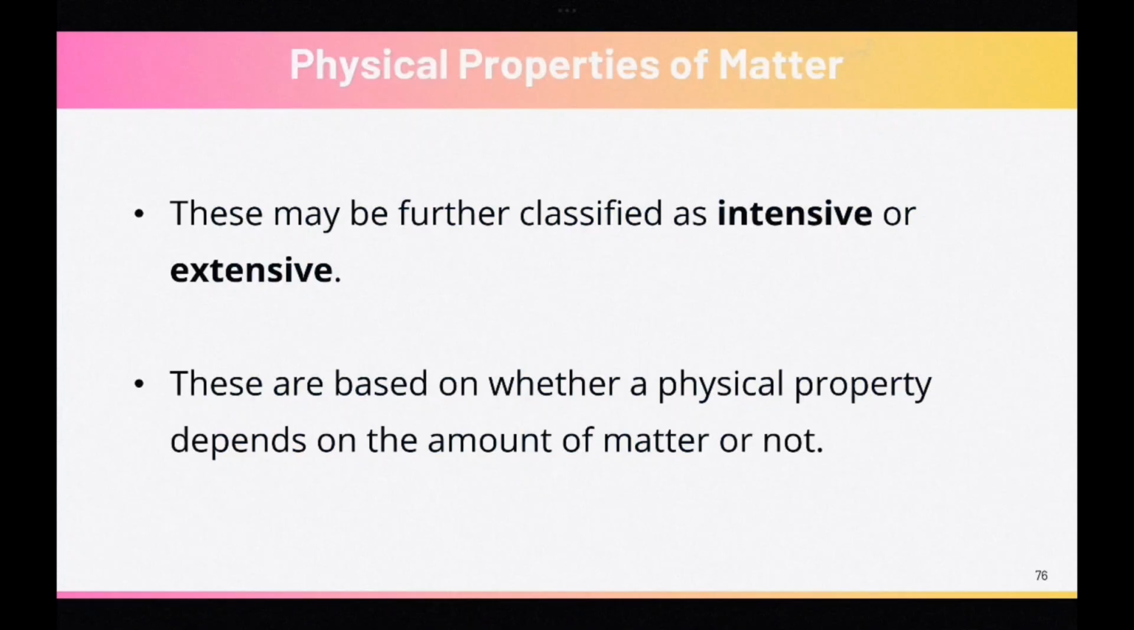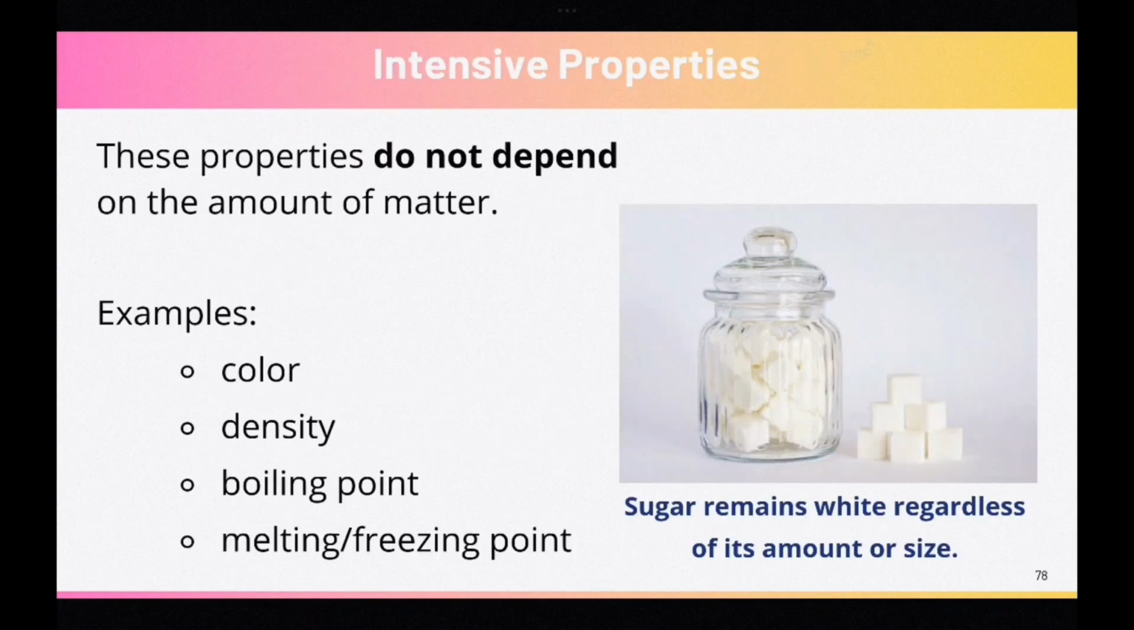In addition to the physical properties of matter, under the physical properties of matter, they are classified as either intensive or extensive. Basically, they're based on whether a physical property depends on the amount of matter or not. So intensive properties do not depend on the amount. Examples can be color, density, boiling point, melting, or freezing point.